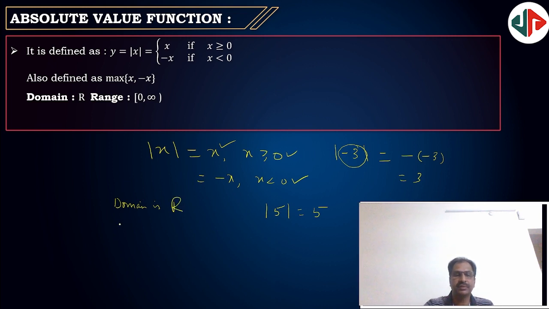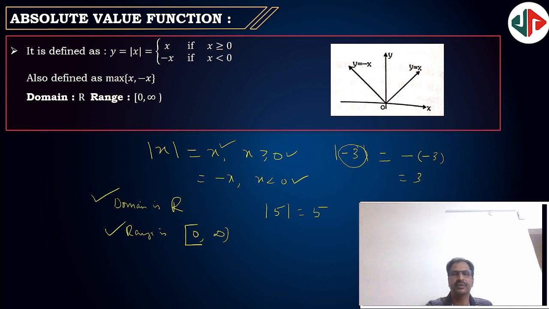What is the range? It is the set of possible values of the function. How will mod x always be? Mod x is always positive or 0. So what will be the range? 0 or positive means 0 to infinity. 0 is included, so close the bracket for 0, and for infinity always an open bracket. So this is the domain and range of the absolute value of x or mod x.